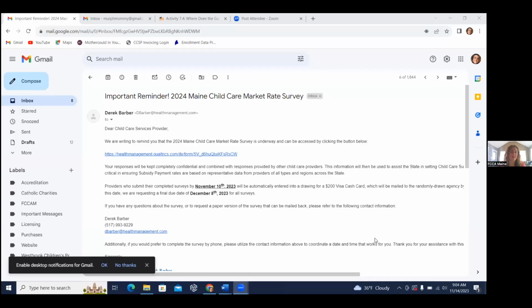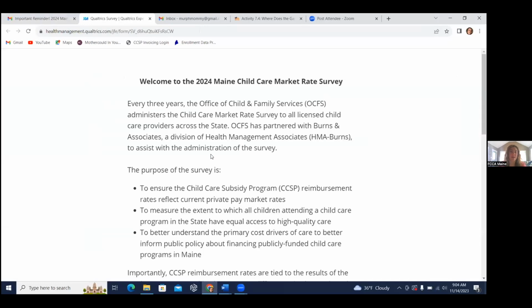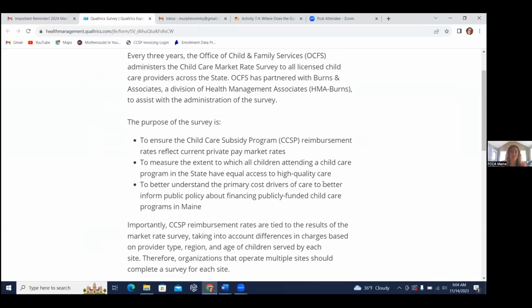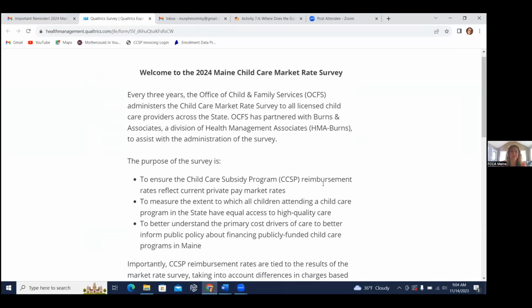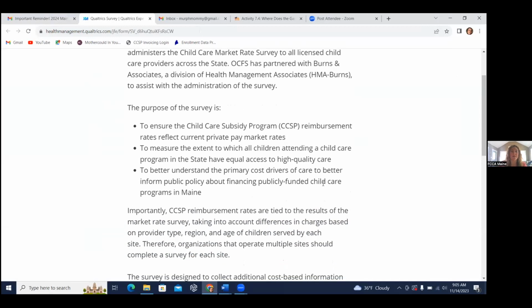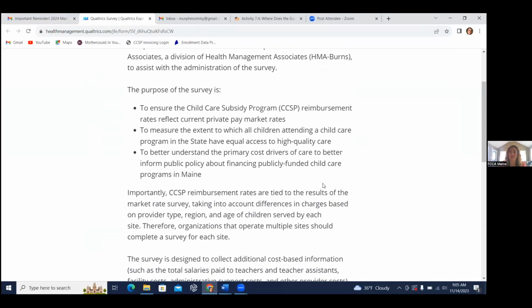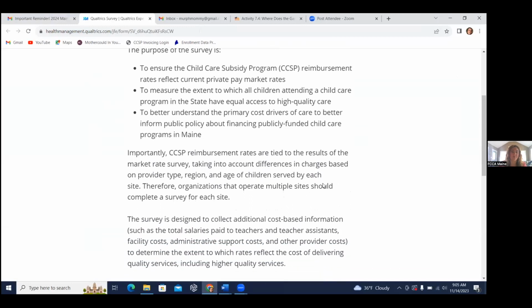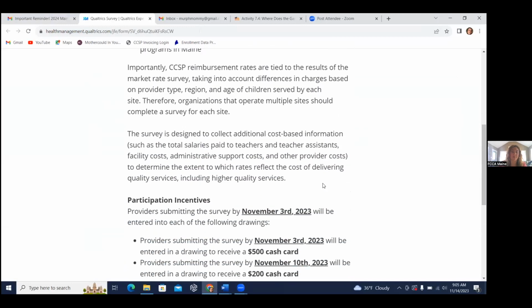So I'm going to go right over to the email that everybody received. I'm going to click on the survey link. And if you do this sooner than later, you are eligible to win some gift cards. So scroll down. This just explains to you what they're doing and why we do it. It's for really the subsidy rates. So this is extremely helpful for those that use subsidy.